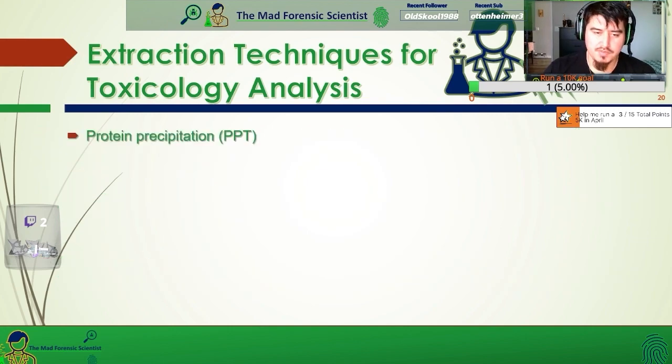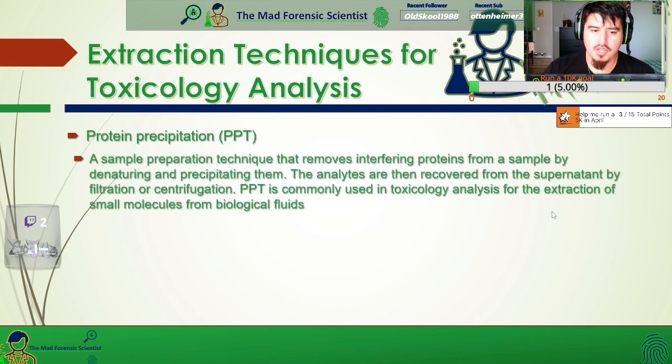Then you have protein precipitation, which is a sample preparation technique that removes interfering proteins by precipitating them out. Then you recover the supernatant, typically by centrifugation or filtration. It's a commonly used extraction for small molecules. This is what we often call dilute and shoot. So we just put a solvent into a small amount of sample, usually urine or saliva, and we crash out all the proteins and cells, and leave behind the drug in the organic. Then we take off the organic and we run that on the instrument.